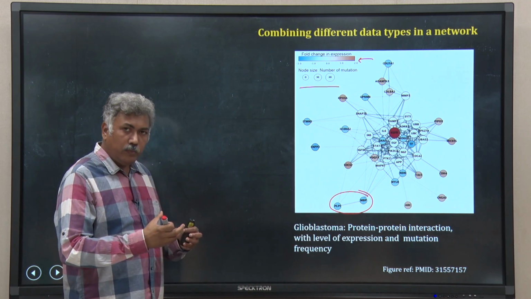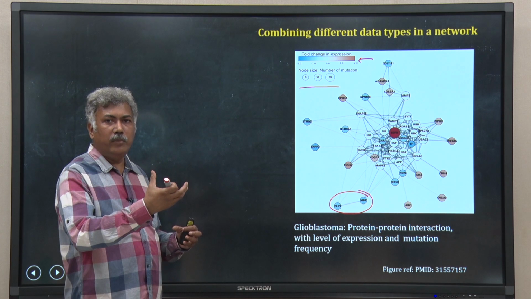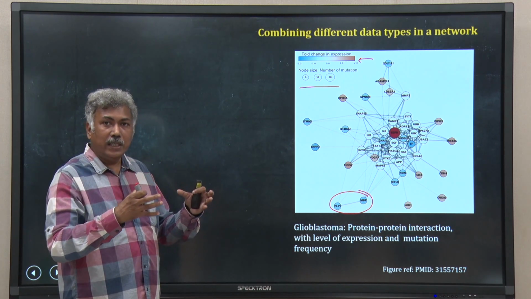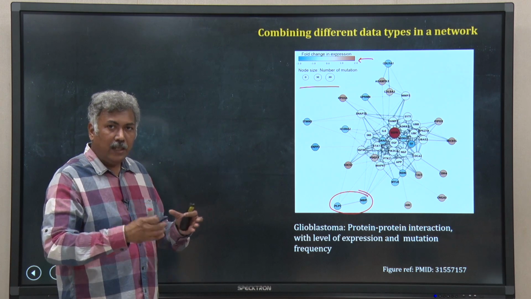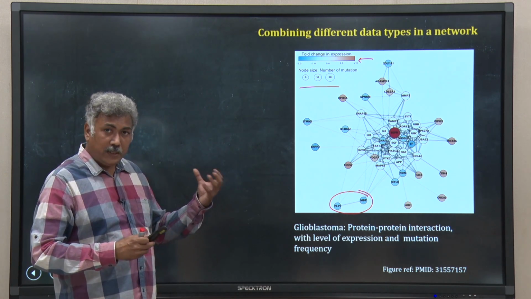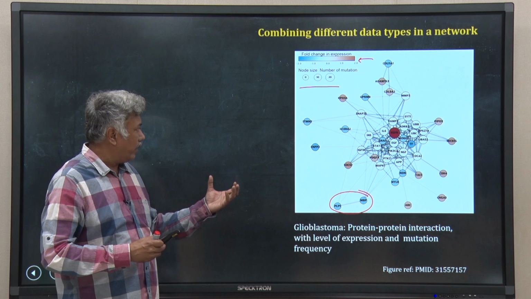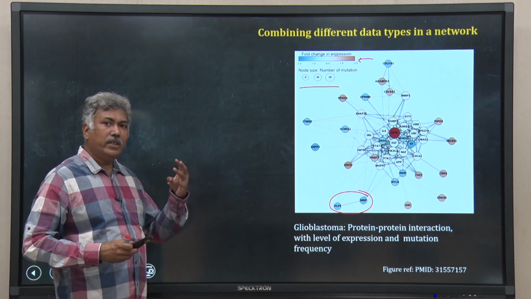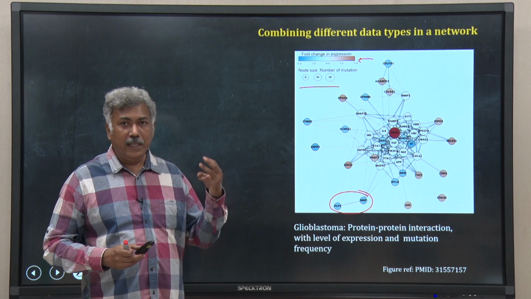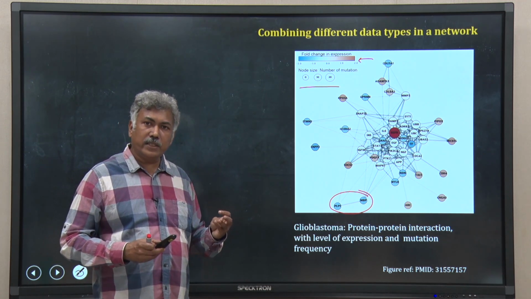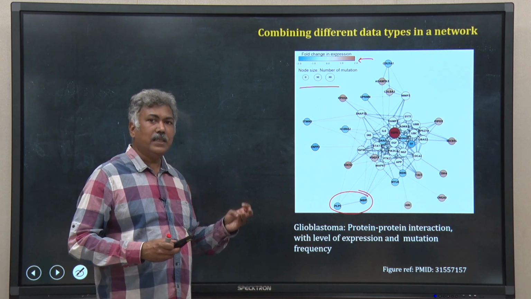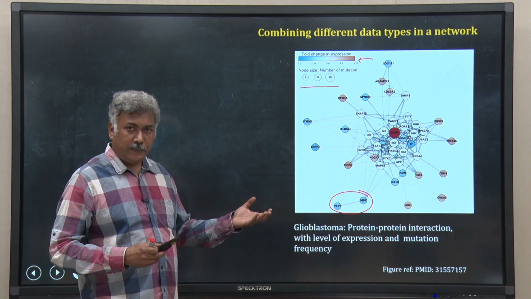So, those proteins which are very frequently mutated in glioblastoma have a very large diameter in this diagram, a large circle, whereas those proteins which do not get mutated in glioblastoma are with the smallest circle. So, in this diagram I have three types of data hidden. One is protein-protein interaction data, second is level of expression data, and the third one is the mutational frequency data.